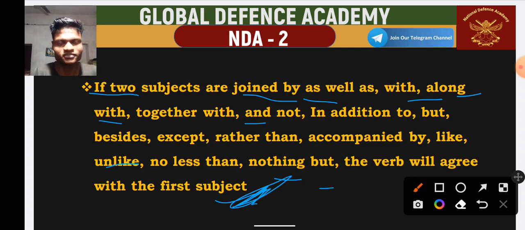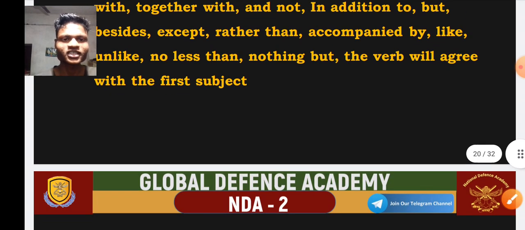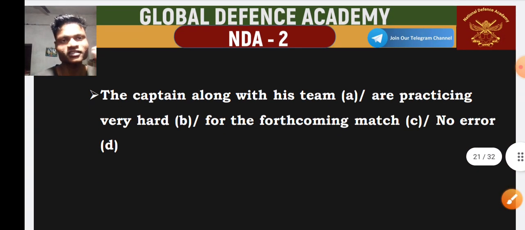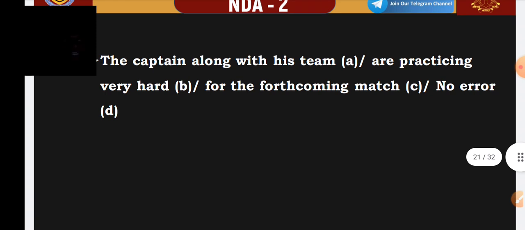These are the most confusing slides. Listen to my words, these are the most confusing slides for everyone. If you don't understand this, you are going to make mistakes in very simple questions. Let's have a look at how it works in a question.